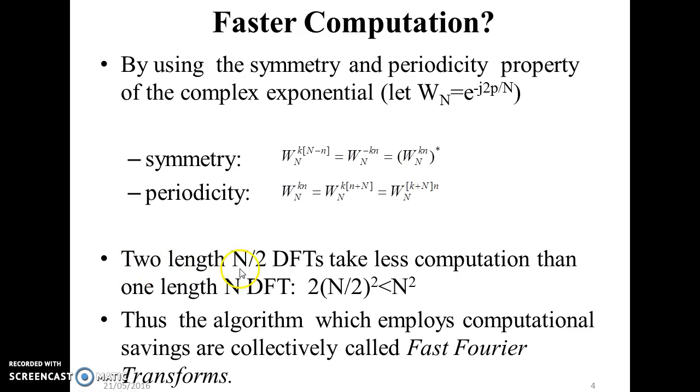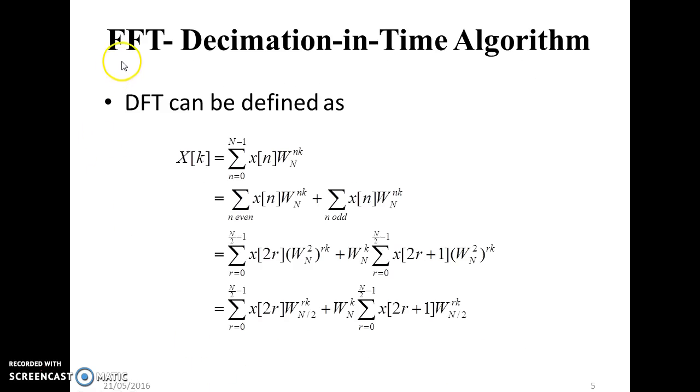That is, two length N by 2 DFTs take less computation time than one length N DFT. That is, 2 in bracket N by 2 raised to 2 is less than N square. Thus, the algorithms which employ computational savings are collectively called fast Fourier transforms. There are two types of fast Fourier transform. Out of that, in today's session, we are seeing FFT, first type, that is the decimation in time algorithm.